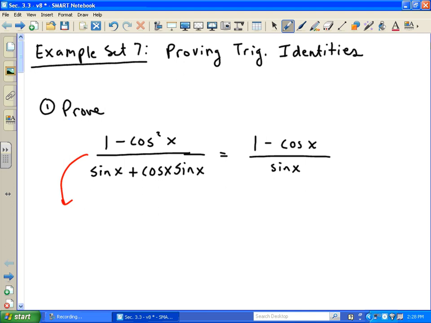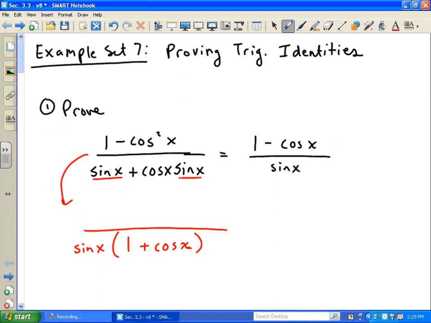On the left-hand side, the numerator, I can think about this in two different ways. The numerator actually reminds me maybe of a Pythagorean identity, if I can make the signs and the numbers work correctly. In the denominator, I see that I actually have a sine function that is common. Let me take care of the denominator first. So in the denominator, I can factor out a sine x, and then that leaves me with 1 plus cosine of x.